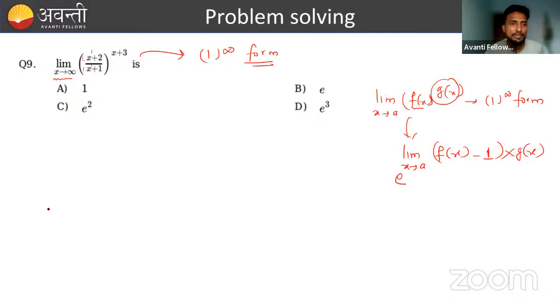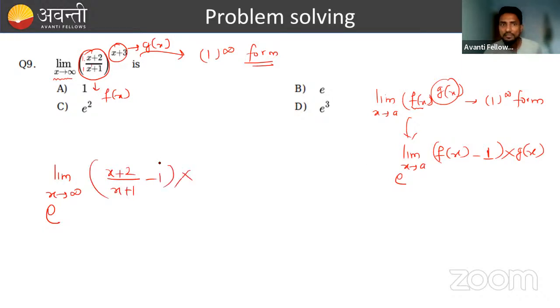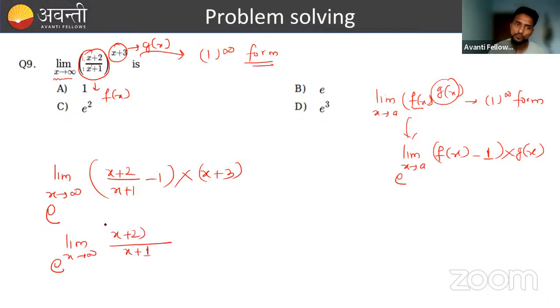Okay, so what will be the answer? It will be e to the power limit x tending to infinity. This is your f of x, and this is your g of x, right? So I will simply write (x plus 2) divided by (x plus 1), minus 1, into g of x. g of x is x plus 3 here. Now again you can see limit x tending to infinity. After taking the LCM x plus 1, it will be x plus 2 minus x minus 1, and then x plus 3. After solving this, what are you going to get? I think this is x plus 1.